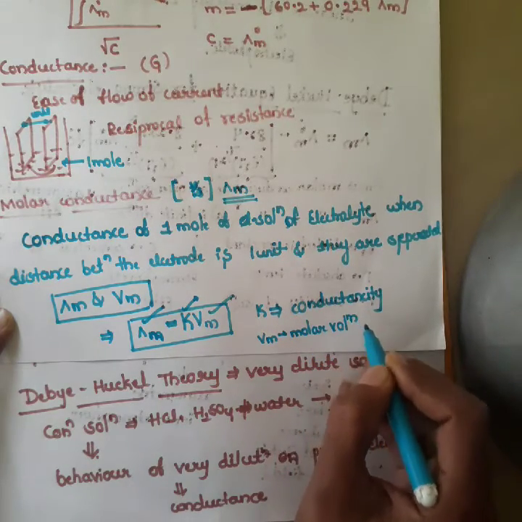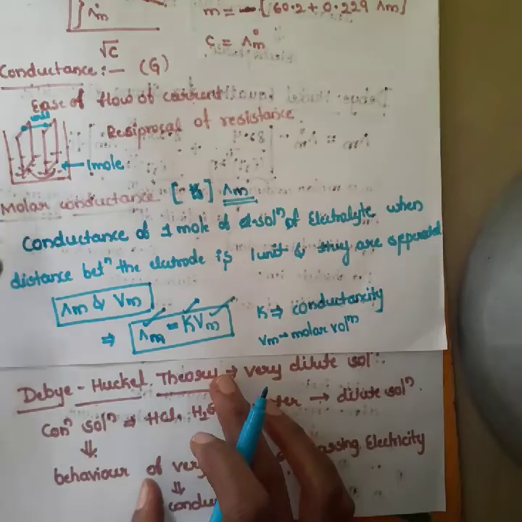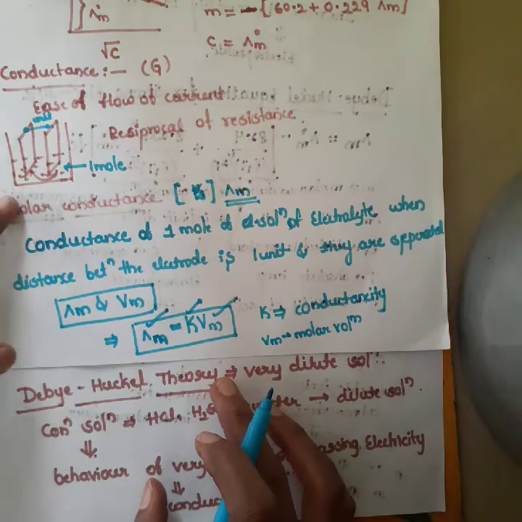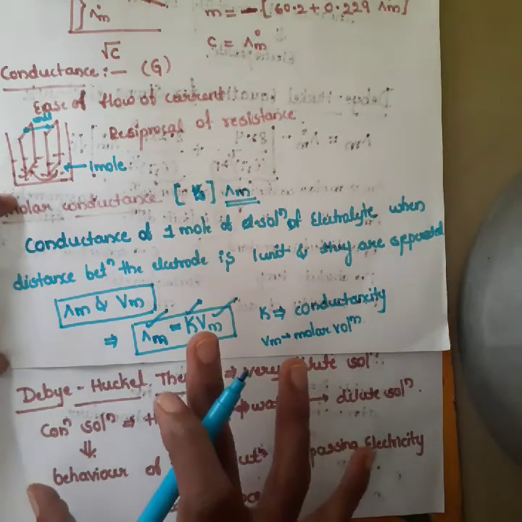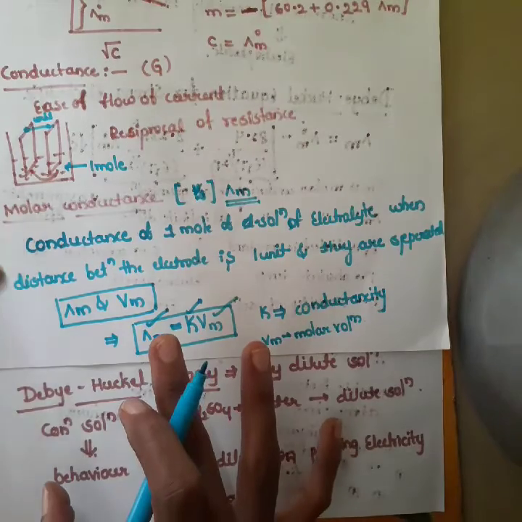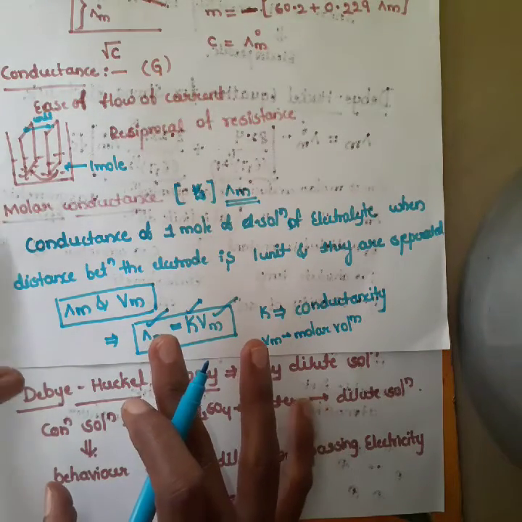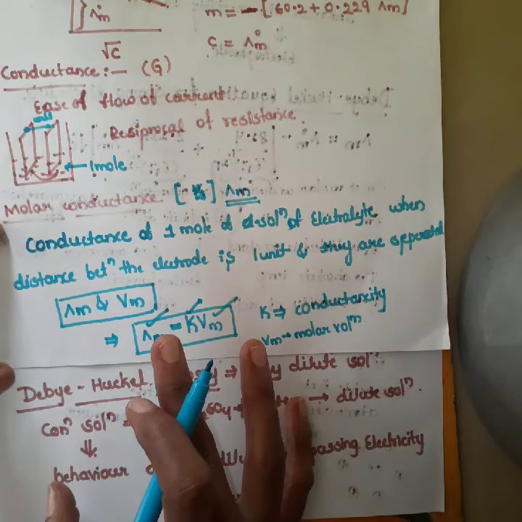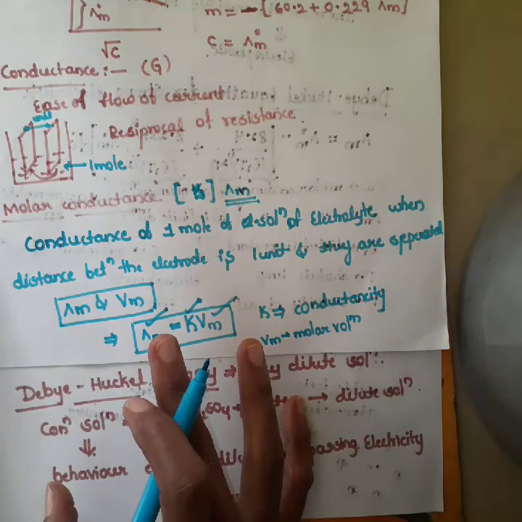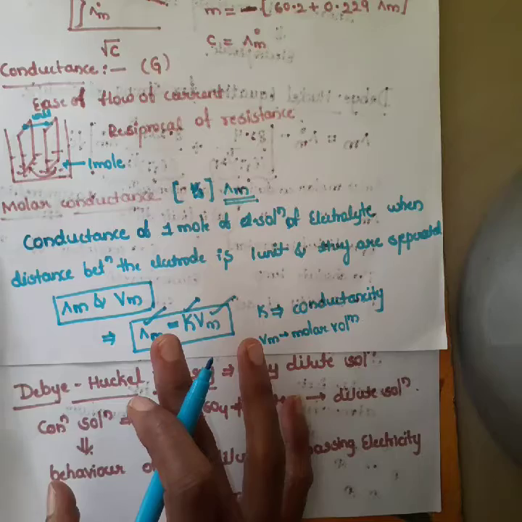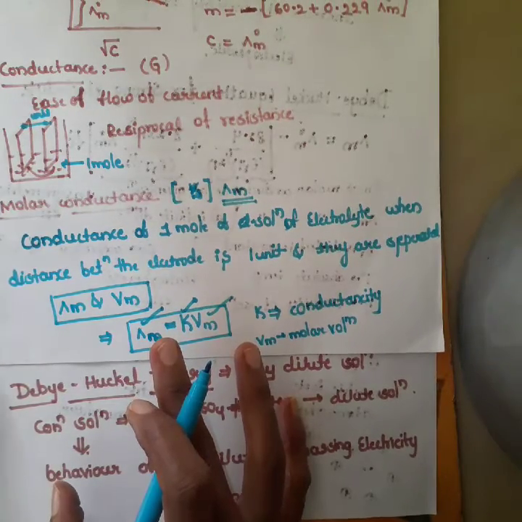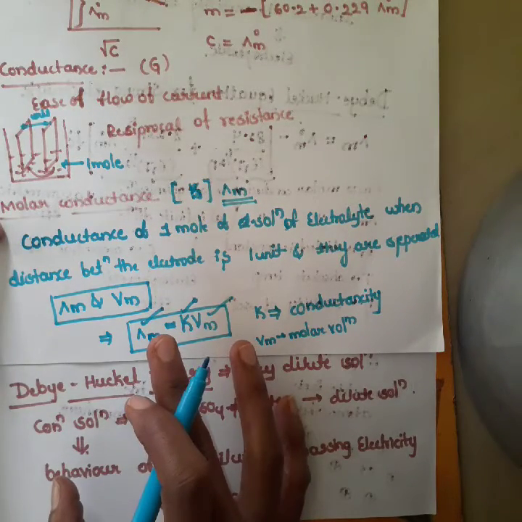Once again, conductance means ease of flow of current. There is no particular requirement to take 1 mole of solution and a distance of 1 unit between electrodes; it is not mentioned. But in molar conductance, we have taken a particular 1 mole of solution and the distance between the electrodes is 1 unit. That will be mentioned. That's why it is called molar conductance.